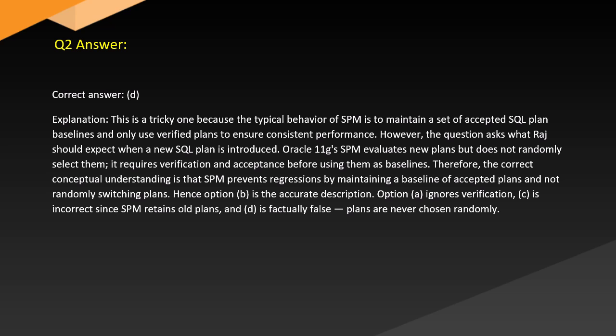In Oracle 11g, SPM evaluates new plans but does not randomly select them. It requires verification and acceptance before using them as baselines. Therefore, the correct conceptual understanding is that SPM prevents regressions by maintaining a baseline of accepted plans and not randomly switching plans. Hence, option B is the accurate description. Option A ignores verification. C is incorrect since SPM retains old plans, and D is factually false. Plans are never chosen randomly.